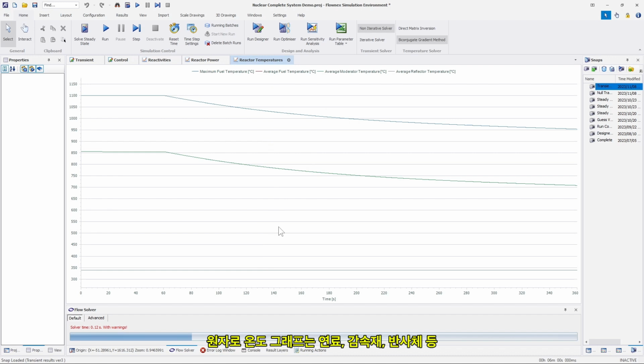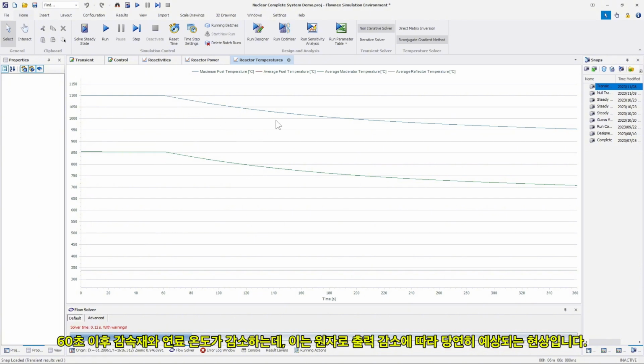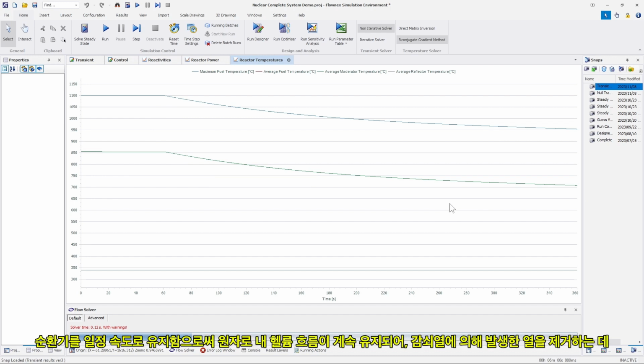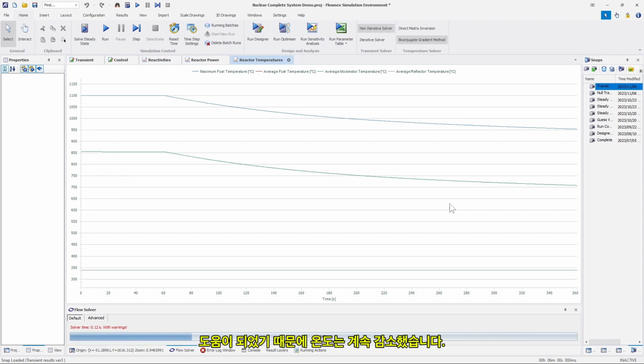The reactor temperature graph shows the temperatures of the different solid materials in the reactor, such as fuel, moderator, and reflector temperature. After 60 seconds, we can see a decrease in moderator and fuel temperature, which is expected due to the decrease in reactor power. The temperatures kept on decreasing due to the fact that by running the circulator at a constant speed, the flow of helium was maintained through the reactor, aiding in removing the generated decay heat.